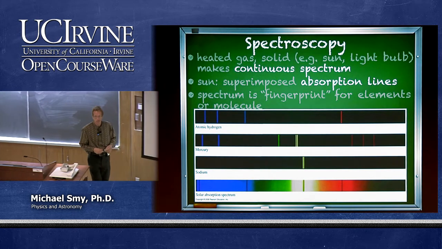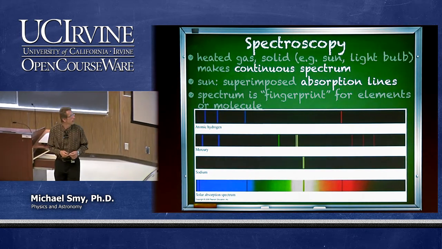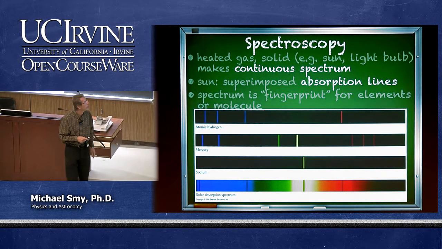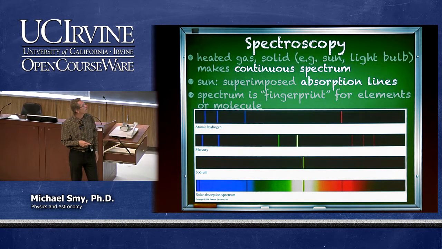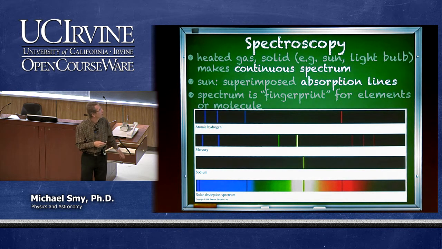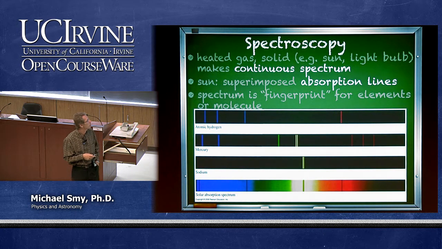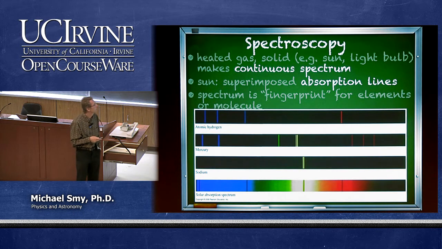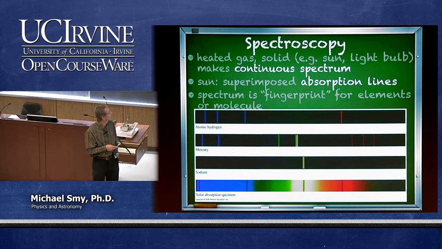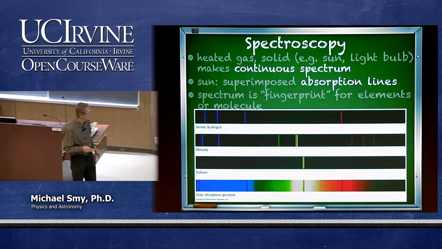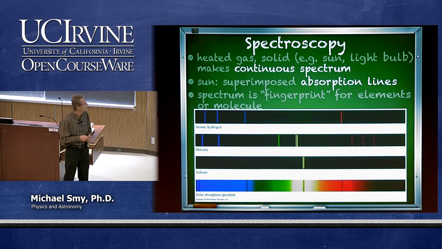With these tools at hand, the diffraction grating, we can enter the science of spectroscopy. If we have a heated gas or solid, for example the sun or a light bulb, then a continuous spectrum is emitted. And we can image this continuous spectrum using a grating. Other light sources can have just various spectral lines, like, for example, this is hydrogen gas, this is mercury, this is sodium.